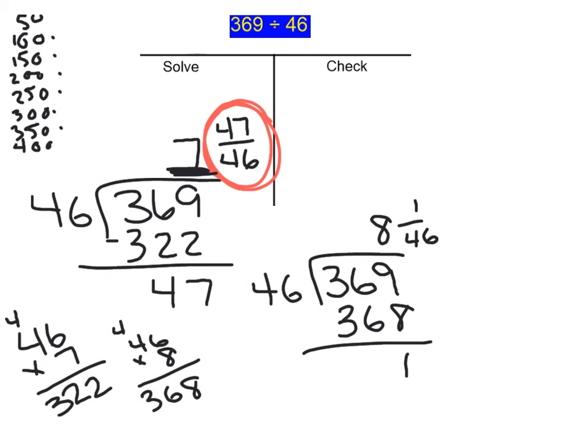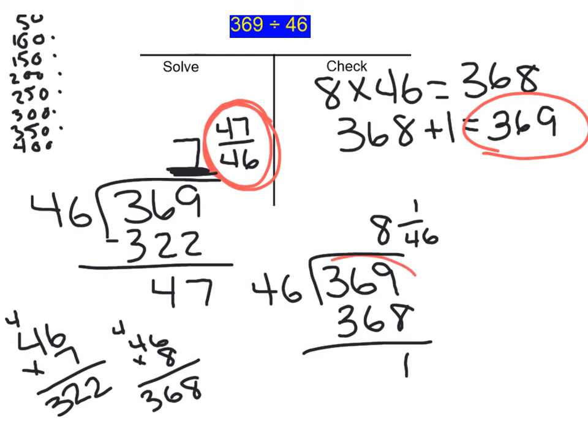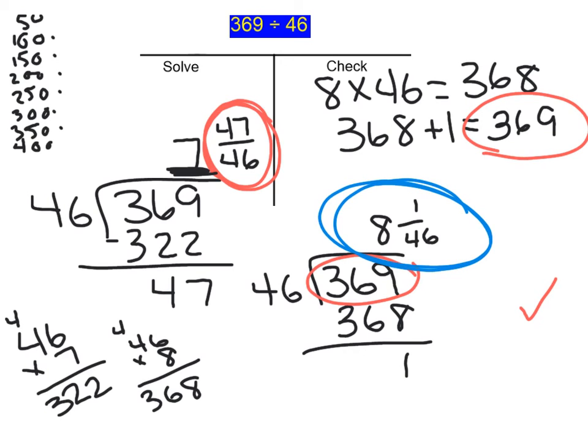Let's multiply and add our remainder to check our work. We have to do quotient times divisor, which equals 368. We add that to our remainder of 1. We get 369. And that should match our dividend, which it does. So we know that our answer is 8 and 1 over 46.